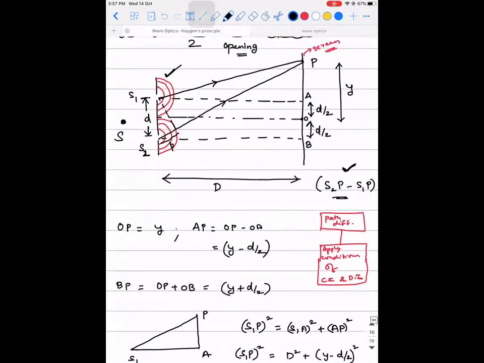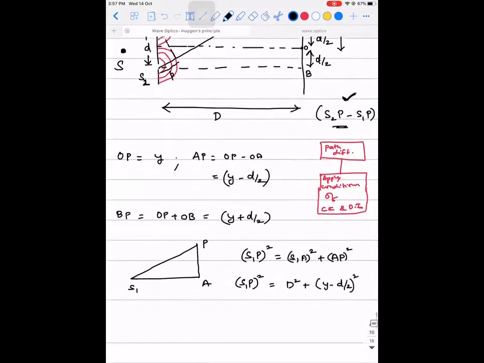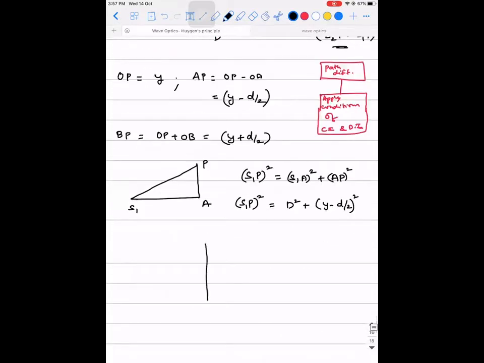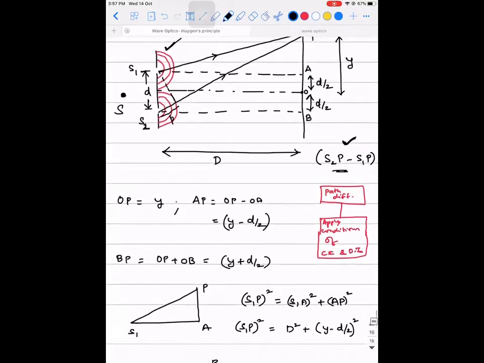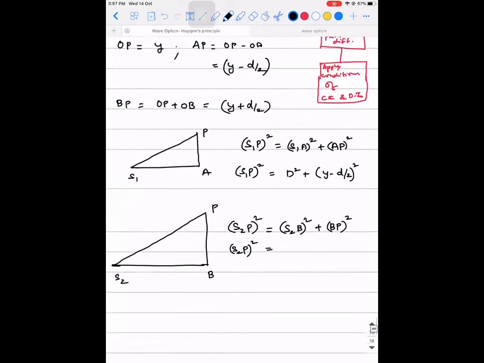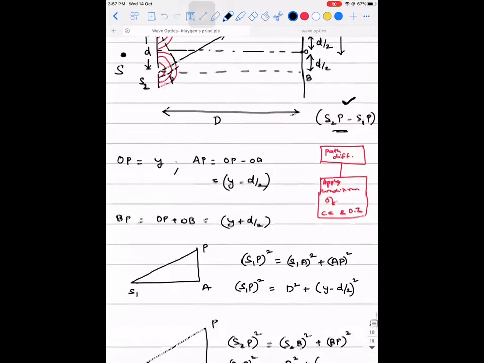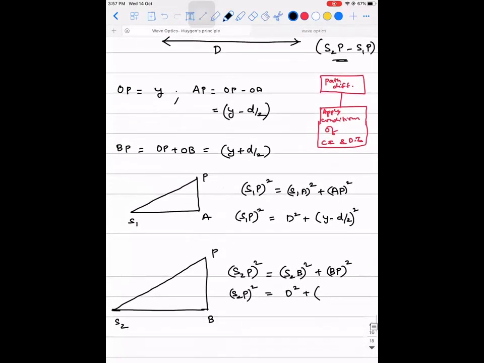Similarly, what is the other right angle triangle you are able to see? PBS2. That's right. So if you take PBS2 into consideration, S2P square is equal to S2B square plus BP square. What is S2B square, guys? Look at the diagram. That is capital D square plus BP. What is BP? It is Y plus D by 2, the whole square.